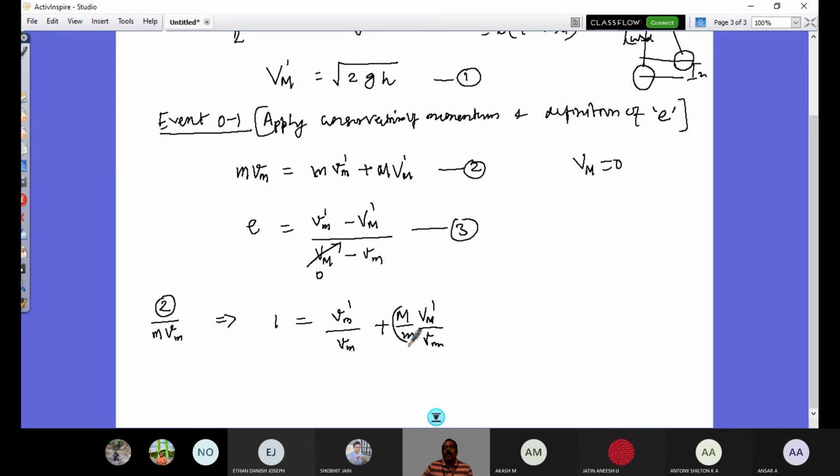So now this capital M by small m, I'm going to replace by a letter Rm, the ratio of this mass M by m. So if I do so, I'll get my equation here: 1 equals vm dash by vm plus Rm into capital V capital M dash by vm, right?